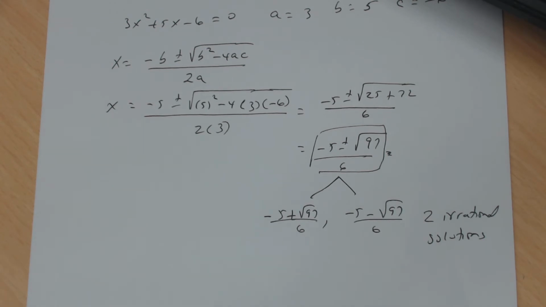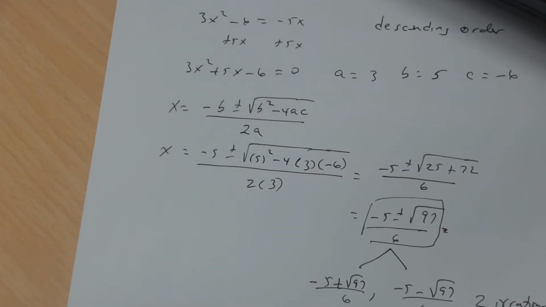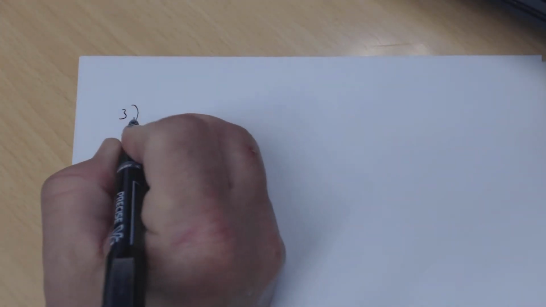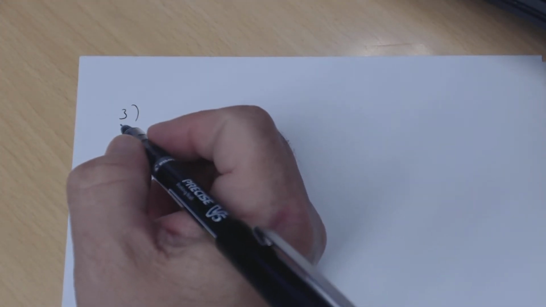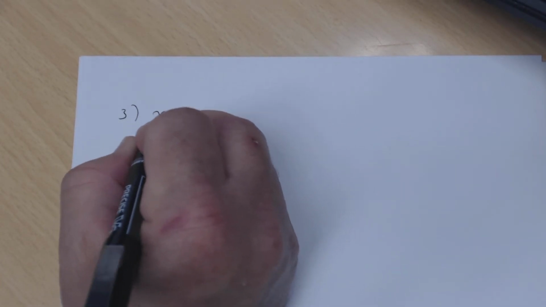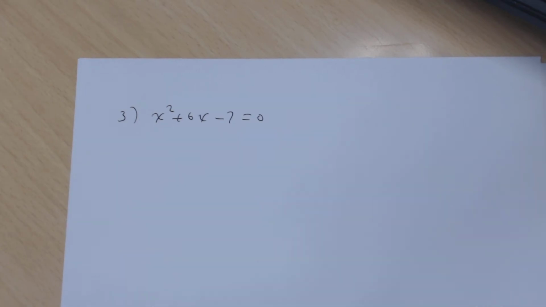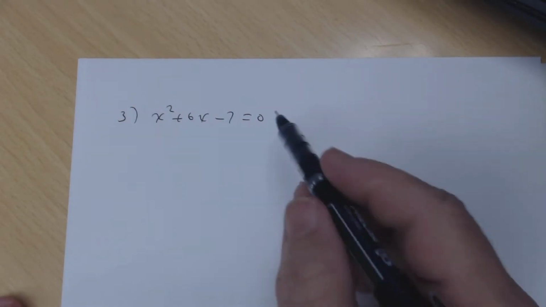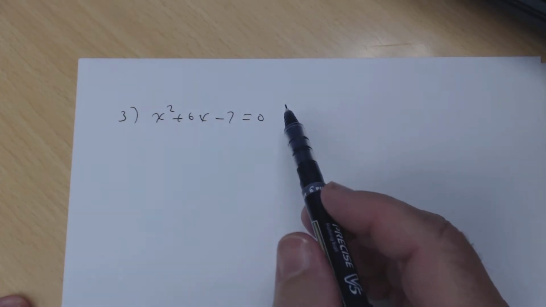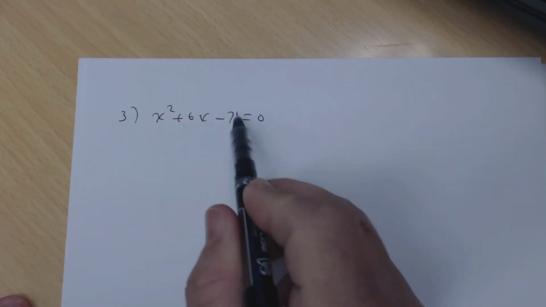All right, now let's look at this one. Let's do this as number 3. Suppose we had x squared plus 6x minus 7 equals 0. So x squared plus 6x minus 7 equals 0. Again, we're going to solve this using the quadratic formula. So it's already in standard form.